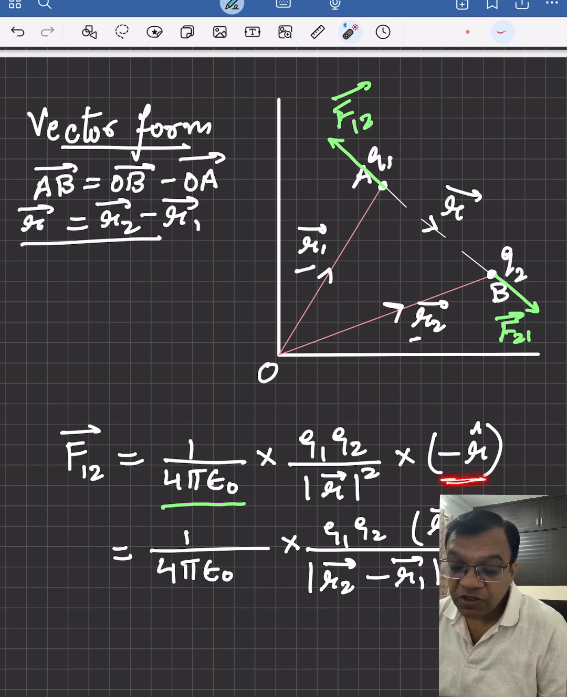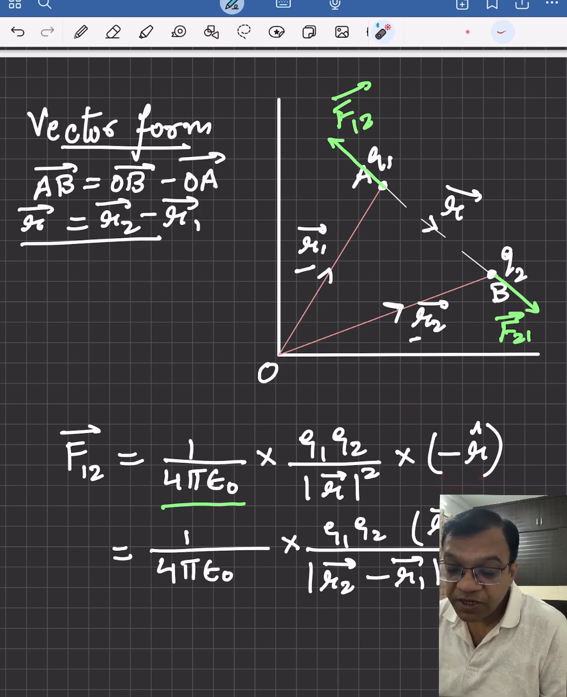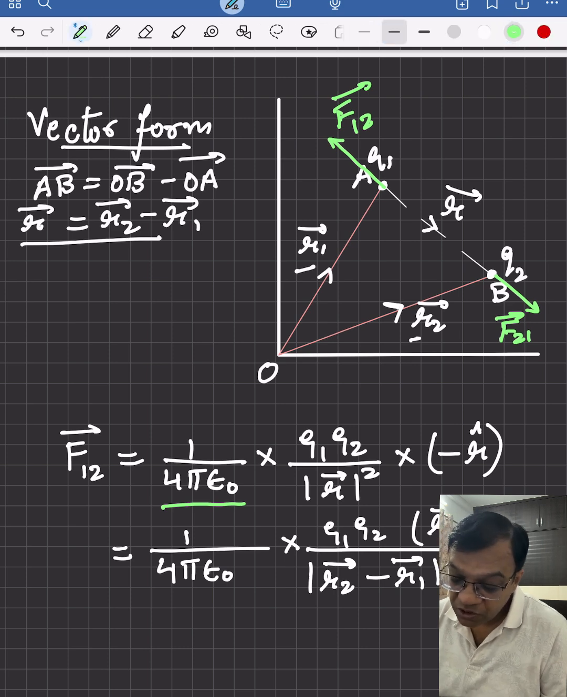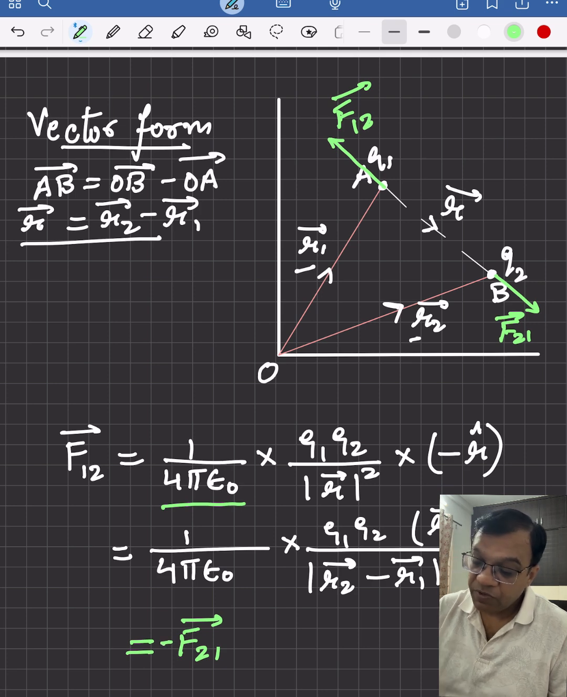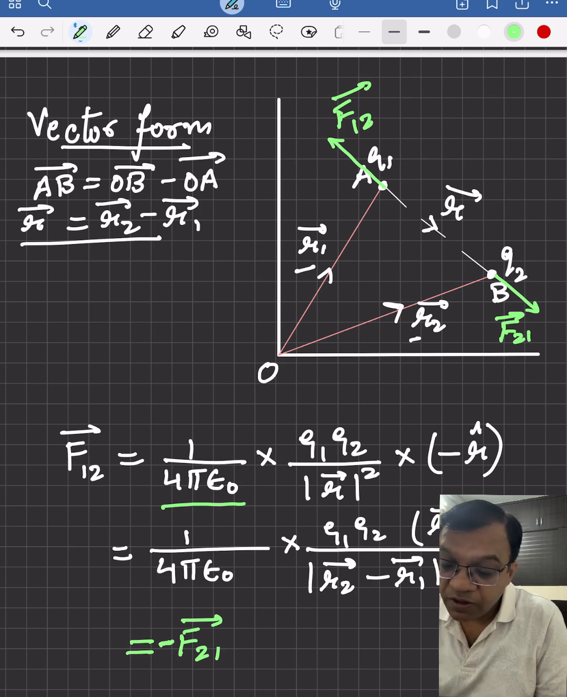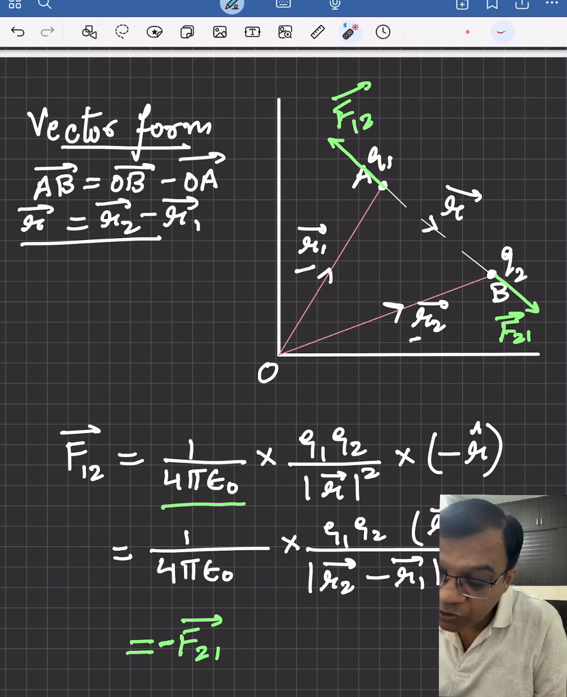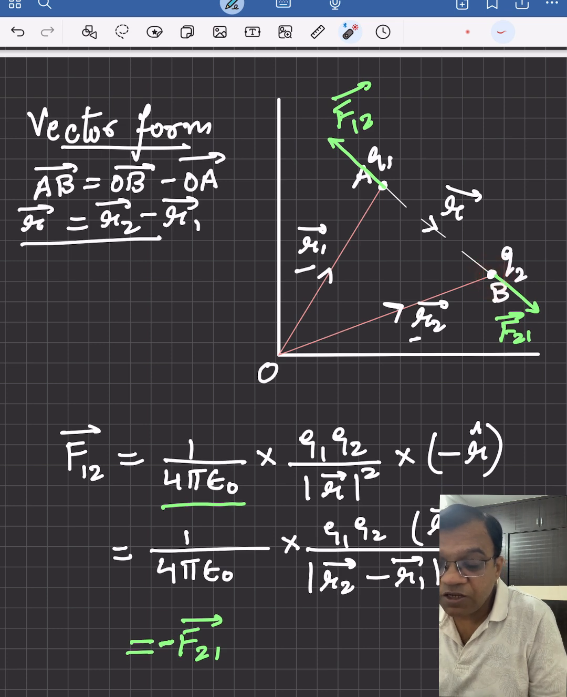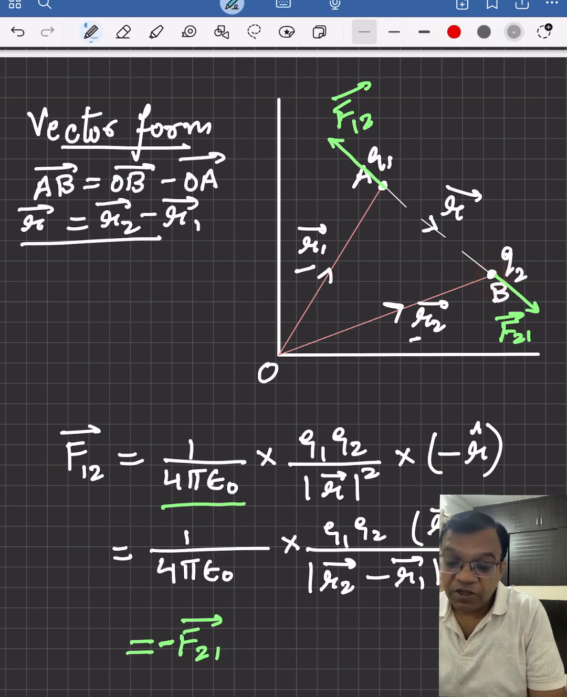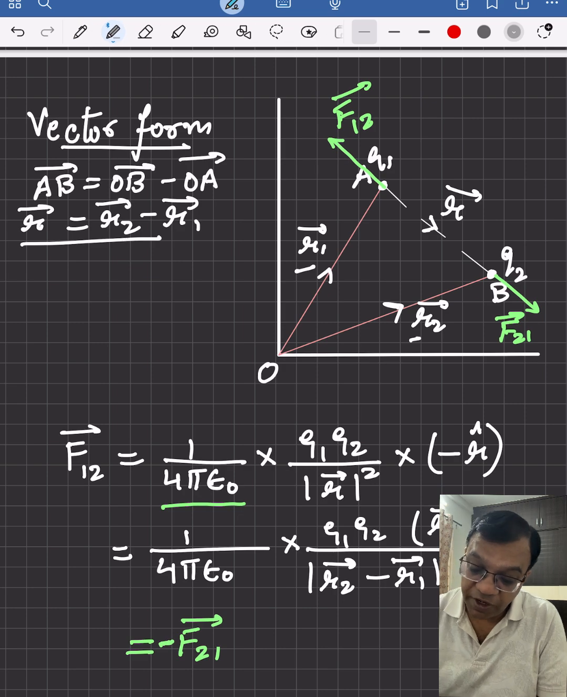Now remember this force we have written, the force experienced by 1 due to 2, is equal and opposite to the force experienced by 2 due to 1. Means this force F12 and F21 are equal and opposite. Now here I want to write only one note.